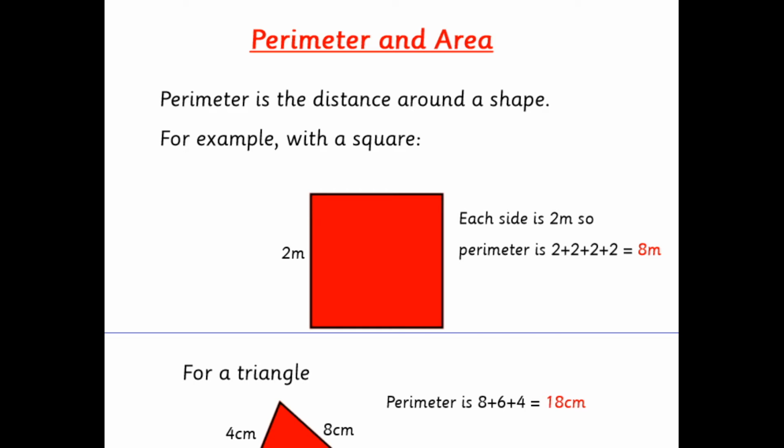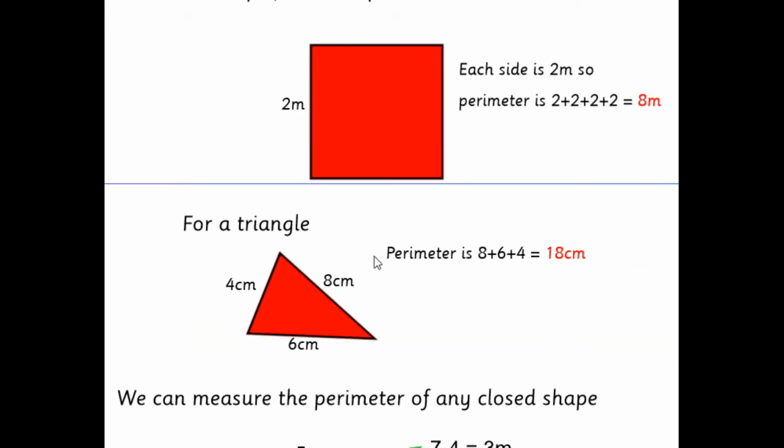When we talk about perimeter, we mean the distance around a shape. For example, with the square, the distance is 2 plus 2 plus 2 plus 2, which is 8 meters. For the triangle, we have 8 plus 6 plus 4, which is 18 centimeters.